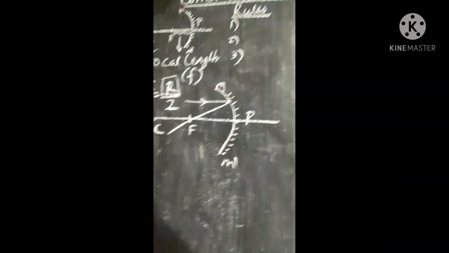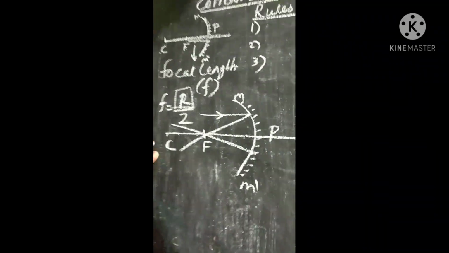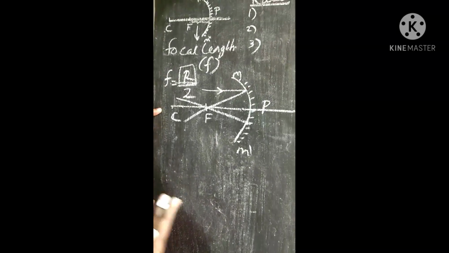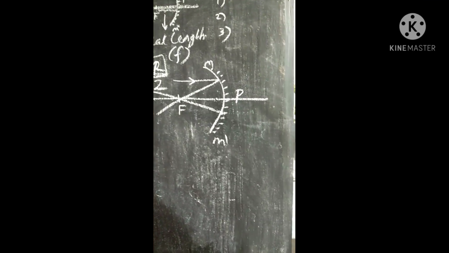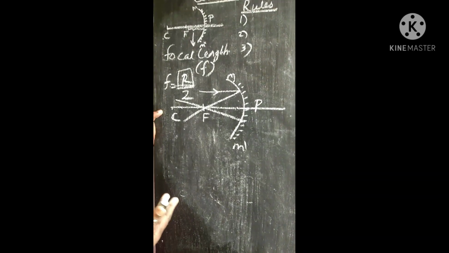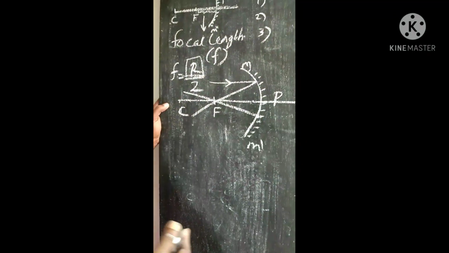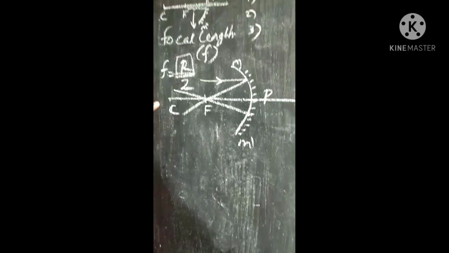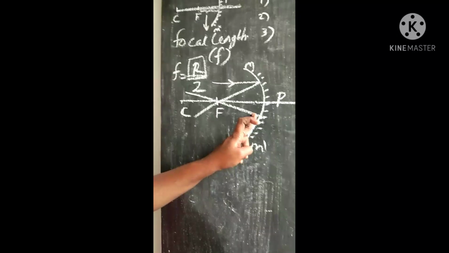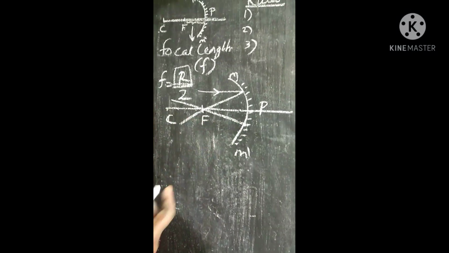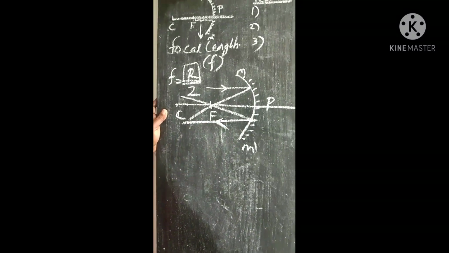Clear? Second rule: if a ray is passing through the principal focus, a ray can come in any way. An enormous number of rays are coming from the object. So that may be parallel to the principal axis. The incident rays may be parallel to each other, and they can pass through the center of curvature. They can pass through the principal focus. Okay, so this is a ray, the second ray, that passes through the principal focus of the mirror. That ray becomes parallel to the principal axis. That is the second rule.